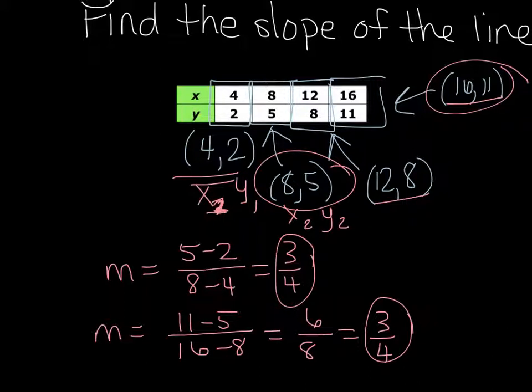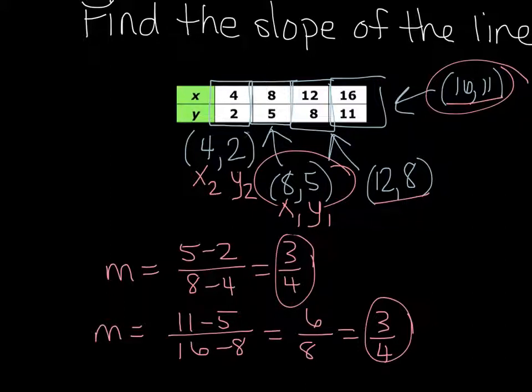Now, the next question I have for you is, what if I switch my points? Going back to my original example, what if I said, well, I want 8 to be x1 and 5 to be y1, and 4 to be x2 and 2 to be y2? This is not going to affect your answer at all. It doesn't matter which one you do first, as long as you use the same order for your x's as you do for your y's.